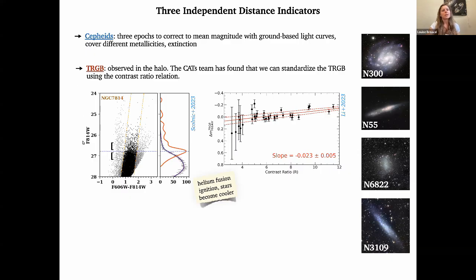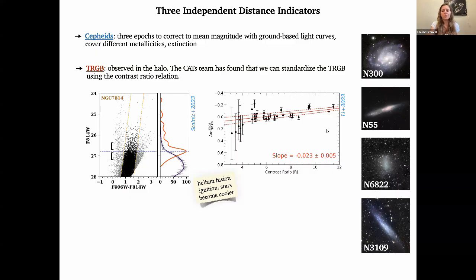So basically, it's based on the color magnitude diagram, if you're not familiar with it. And basically, these are stars that become cooler when they reach the tip, and they go back down the red giant branch. And measuring the tip gives you a measurement of the distance. So something that has been shown recently is that you can refine this method by calibrating the relationship between the contrast ratio, basically the number of stars above and below the tip, and the magnitude of the tip.